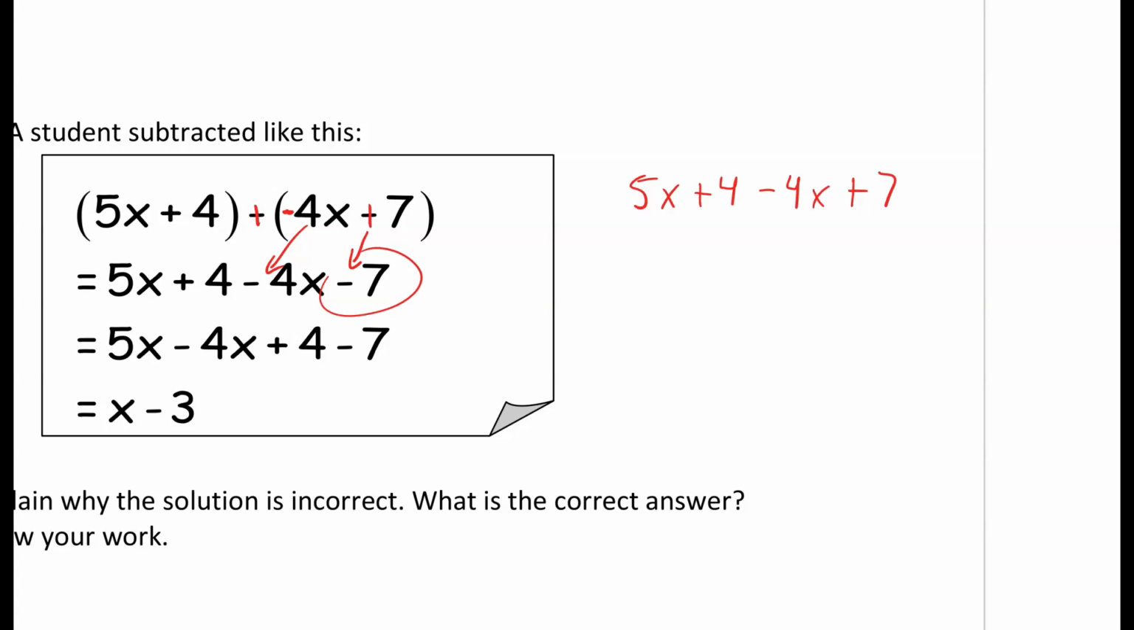I'm going to again do vertically. So we have 5x plus 4 over negative 4x plus 7. Draw my line. And it's addition now. So we have 4 plus 7 equals 11. And it's positive 11, so we put that plus symbol down. And then we have 5x subtract 4x, which gives us x by itself. So our final answer should have been x plus 11, not x subtract 3.